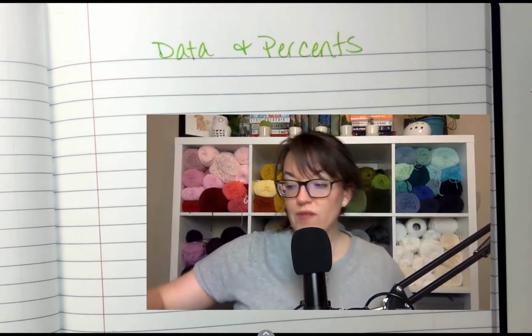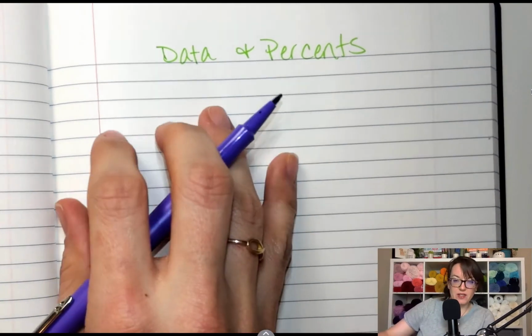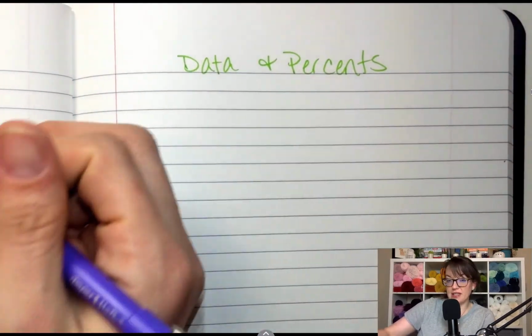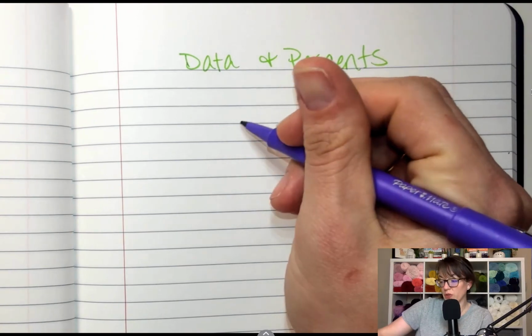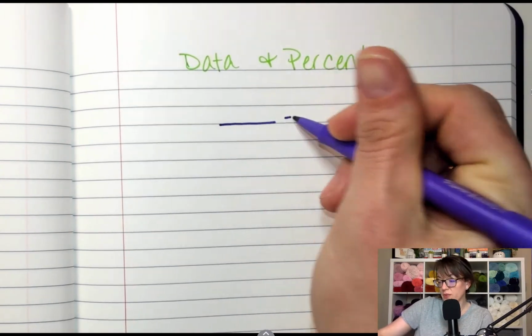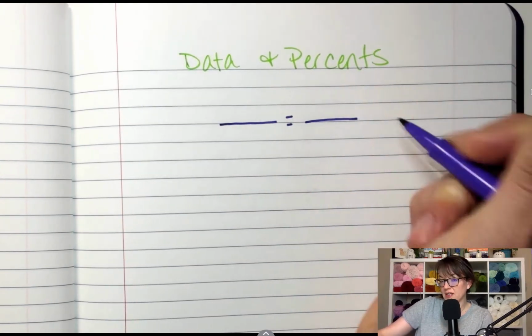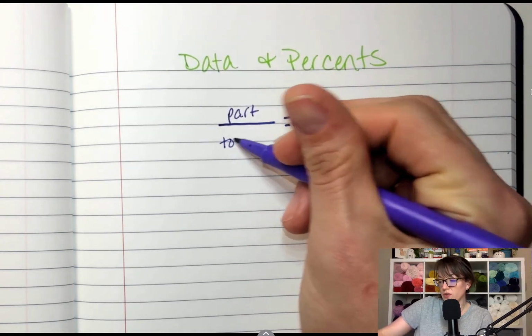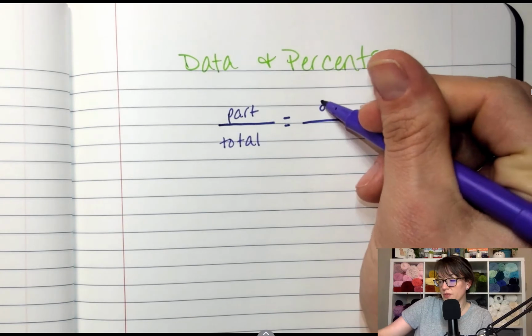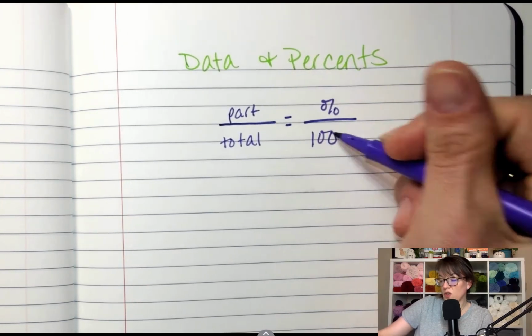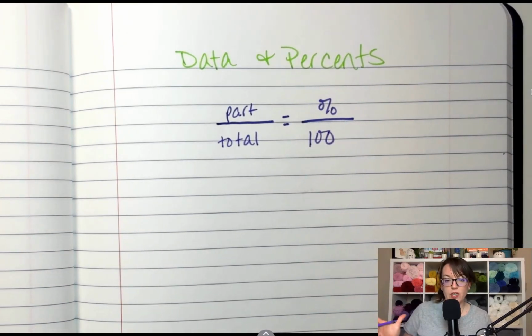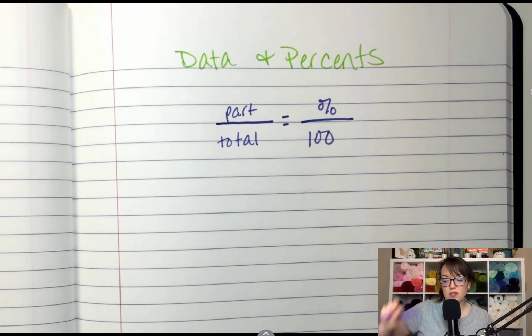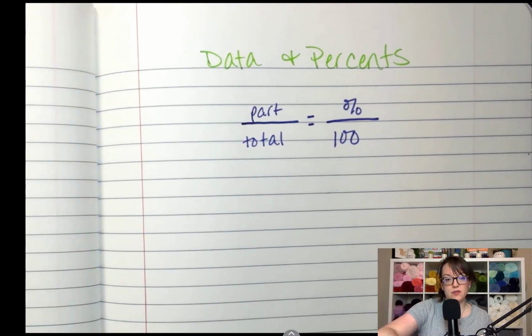One of the ways that most of my students prefer to work with percents is using the percent proportion. Remember, it looks like this: part over total equals the percent over 100. What we're going to be looking at today is finding those percents and then going backwards to find the parts. So let's look at an example.